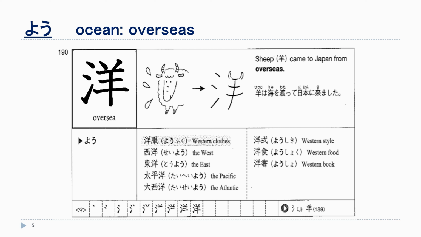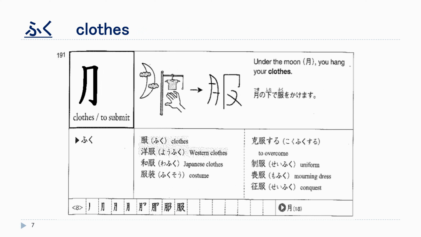So this yo of yofuku, we will start with this radical on the left that means that it has to do with water. And then we write this hitsuji kanji to show it makes a yo sound. So 1, 2, 3, 4, 5, 6, 7, 8, 9. One more time, 1, 2, 3, 4, 5, 6, 7, 8, 9. So yo from yofuku.